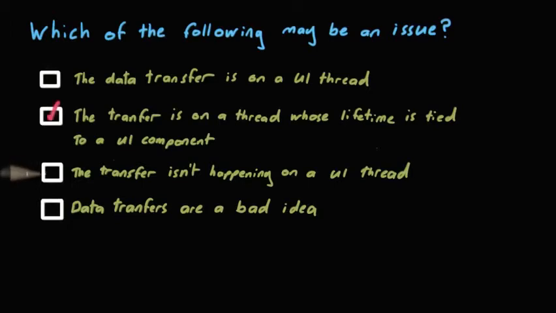Well, the transfer isn't happening on the UI thread, but that's not a bad thing. In fact, it's good that it's not happening on the UI thread, so that's not a problem either. Data transfers are an integral part of most modern smartphone apps, so that's not a problem. The real problem is that the transfer is happening on a thread whose lifetime is tied explicitly to a UI component, in this case an activity. So if the activity is terminated by something like a screen rotation, the transfer will also be terminated.